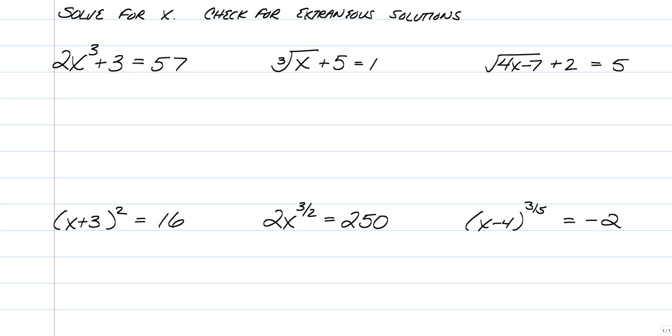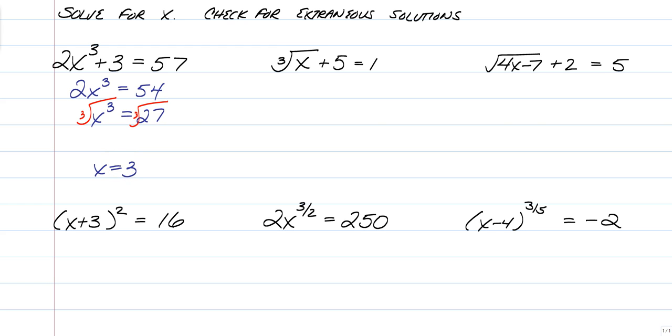So the first thing you obviously needed to do is subtract 3 from both sides. That'll give you 2x cubed is equal to 54. Divide both sides by 2 to get the x cubed all by itself. So you have x cubed is equal to 27. And now you just have to get rid of the x cubed, so you cube root both sides. The cube root of 27 is going to be 3. So for this one, we have x is equal to 3.